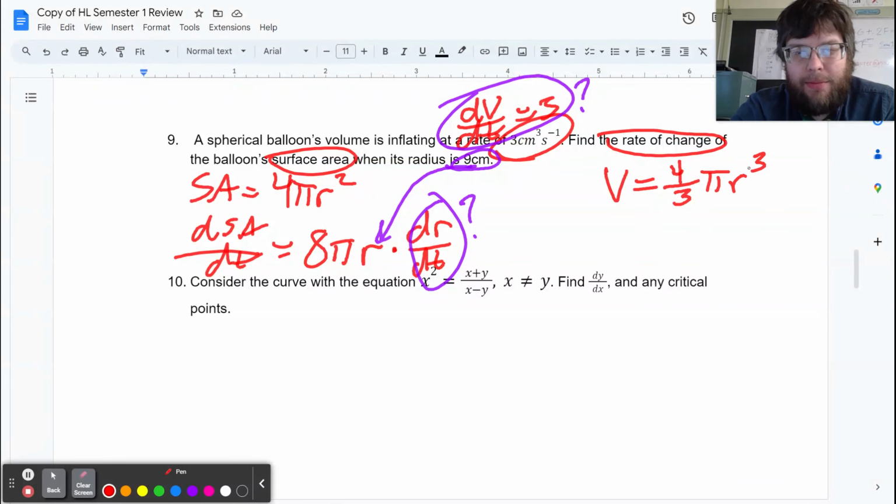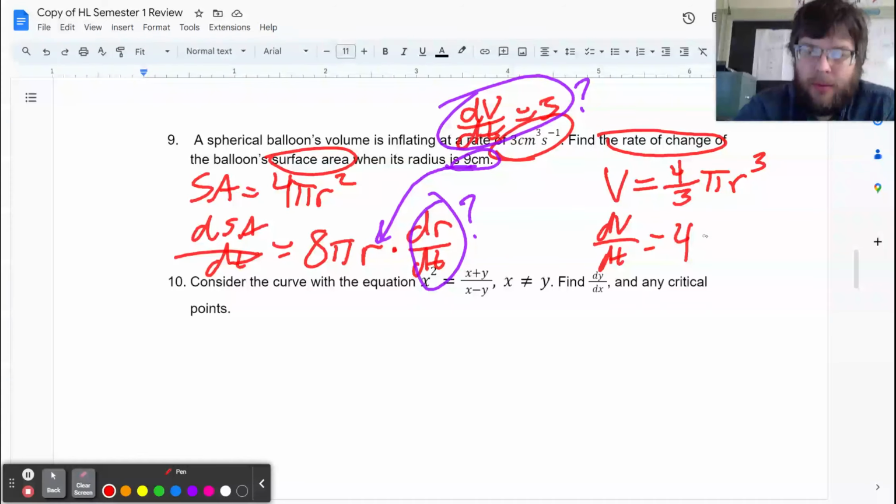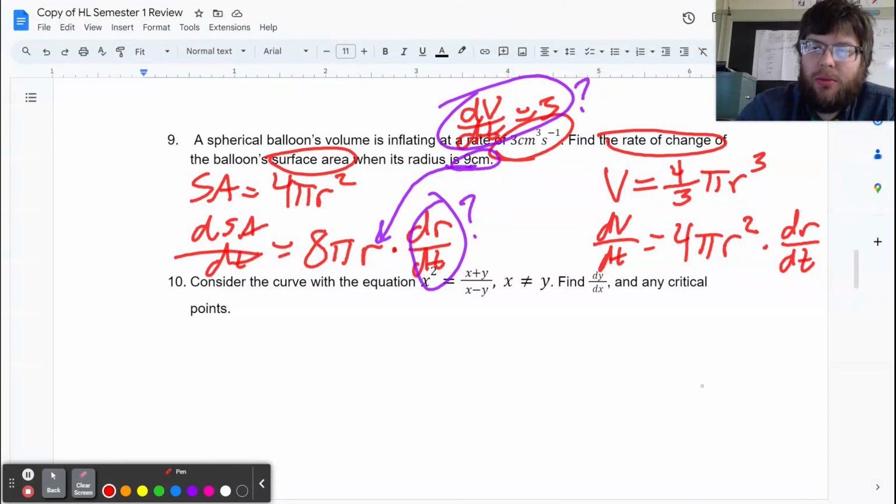Well, the question gave me the rate of change of the volume. So I write down volume, and then I take the derivative of volume. So multiply by 3 and do the chain rule. You might notice that the rate of change of the volume is very similar to the surface area equation, and that is not a coincidence at all.